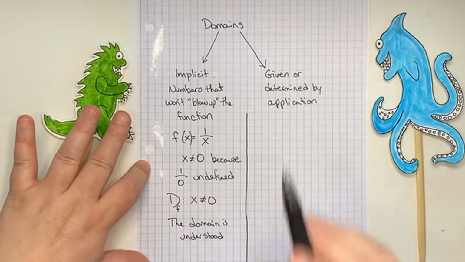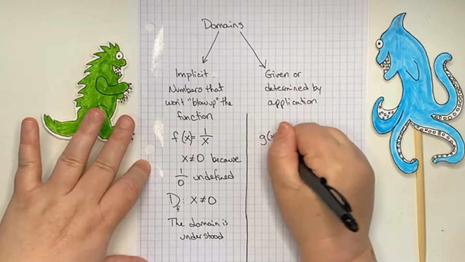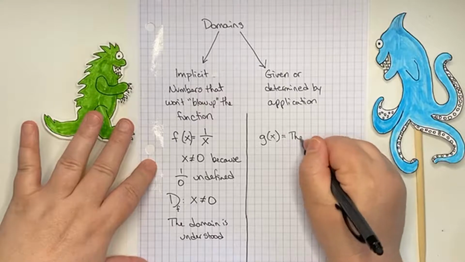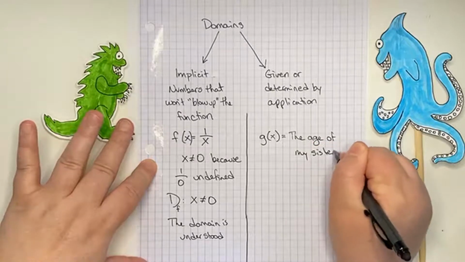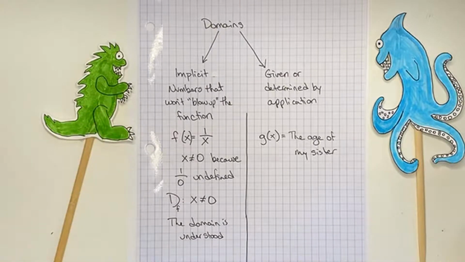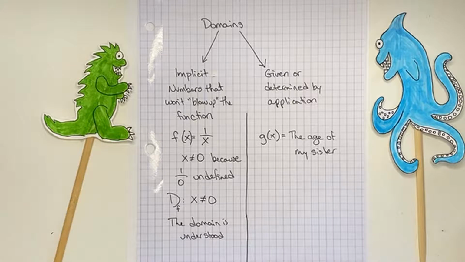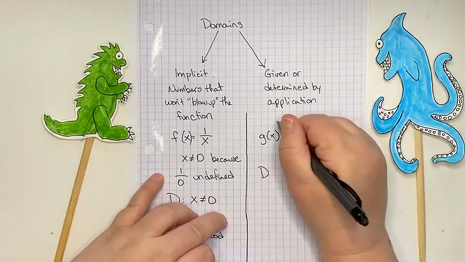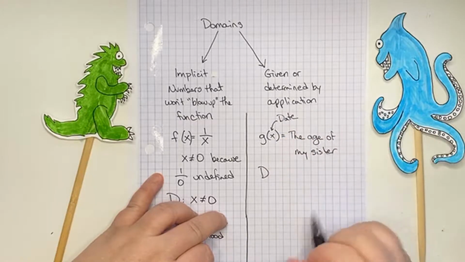But the other way we can use domains is the following. Let's say g of x equals the age of my sister. For whatever reason, we've decided to set up a function that is the age of my sister. And I would guess x is probably what year it is. So you plug in the year and you would get out her age. So the domain is the date and the range is her years.